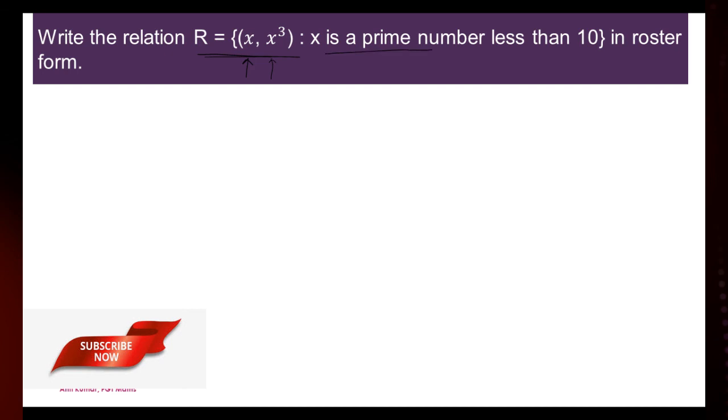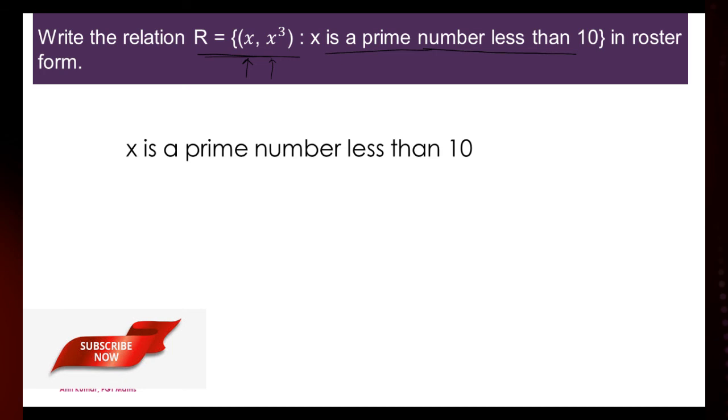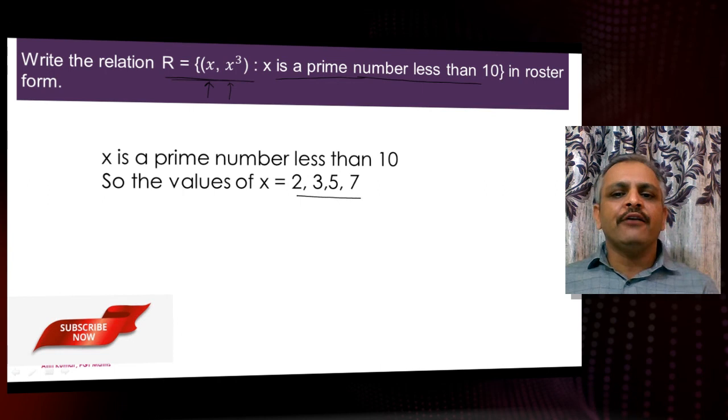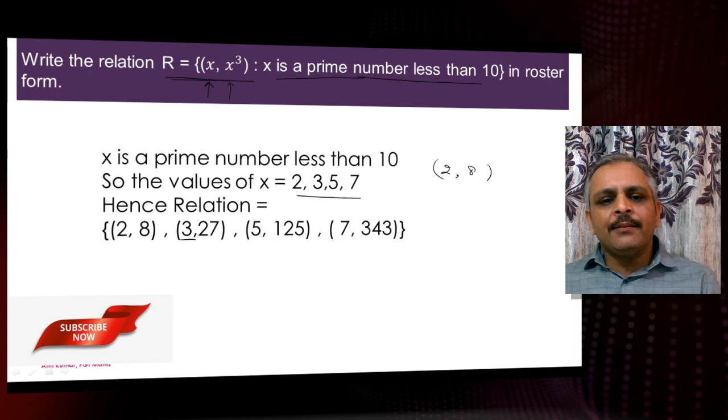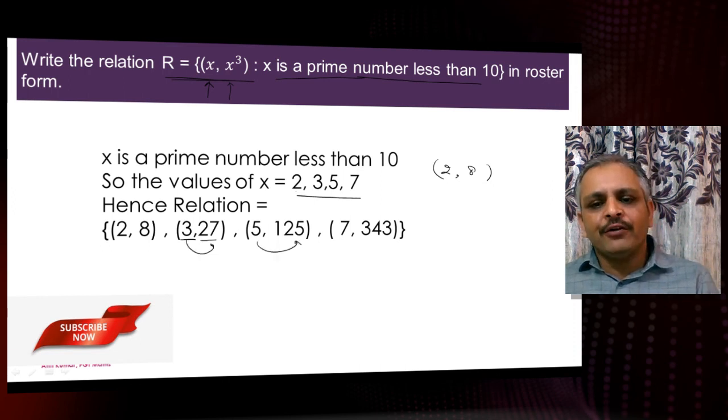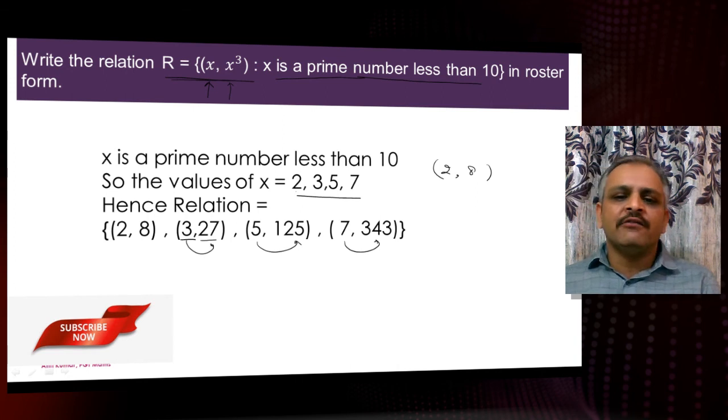x is a prime number less than 10. Then what values can x be? x can be 2, 3, 5 and 7, so these are the prime numbers less than 10. If the first element is 2, then the second element will become the cube of 2, that is 8. If it is 3, then the second element will become the cube of 3, that is 27. For 5, the cube of 5 is 125, and for 7, the cube of 7 is 343. So this will be my relation.